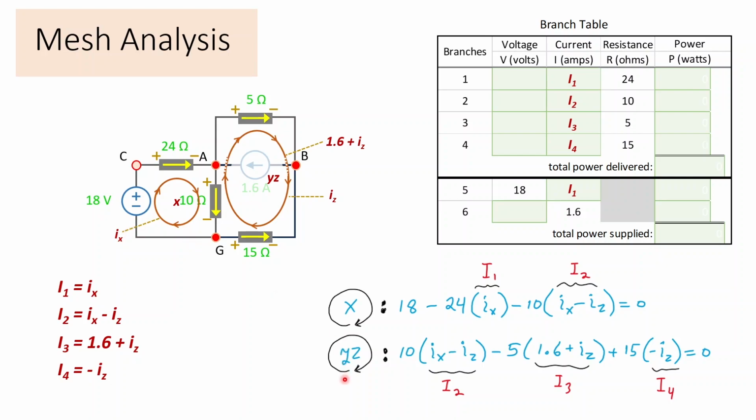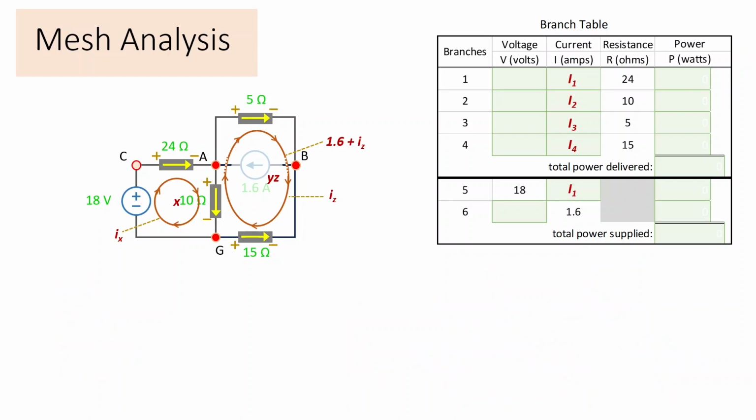For super mesh YZ, we have a little larger loop. Let me start in the lower right corner, and I'll go clockwise. So minus to plus is plus 15 times I4. I4 was minus IZ. Now minus to plus, so that's plus 10 ohms times I2, which was IX minus IZ. And last but not least, plus to minus, so minus 5 ohms times the current I3, which is 1.6 plus IZ. So these are the two equations that we can solve for mesh currents.